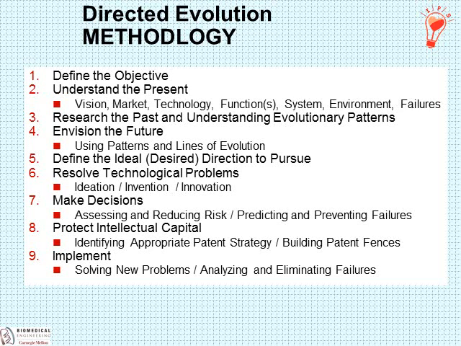Then by researching the past and understanding evolutionary patterns, you can begin to envision the future using the various lines of evolution we just learned about. At that point, you can define and imagine an ideal solution or ideal direction to pursue, which of course is not going to be easily realized or practical, which means you'll have to deal with the contradictions. We address those using the tools we've learned through TRIZ, using the ideation methodology. At some point, you need to make decisions that trade off between the costs and the risks and the failures and the rewards.